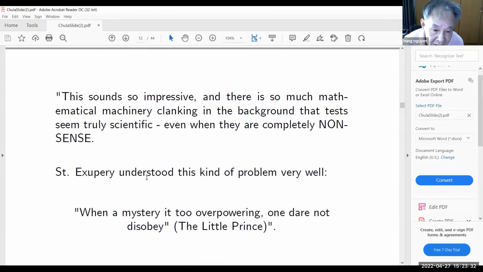Science theory understood this kind of problem very well. When a mystery is too overpowering, one dare not disobey, in the little book, The Little Prince. That means they talk too much. You cannot check, then you have to follow, but it's wrong, if you dig into it clearly.